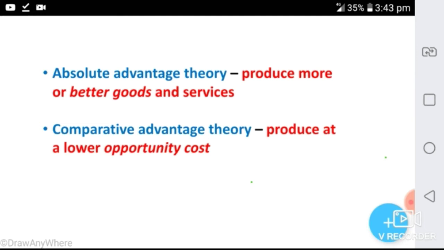Please note these names of the theory of international trade. It's very important. Absolute advantage theory is to produce more or better goods and services. Absolute advantage refers to the ability to produce more or better goods and services. But in the case of comparative advantage theory, it's to produce at a lower opportunity cost. It refers to the ability to produce goods and services at a lower opportunity cost. That is the difference between these two theories.